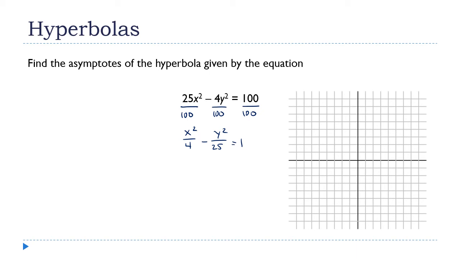Well, this is a right-left hyperbola, and A squared is 4, which means A is 2. So to find my box, right, I'm going to go over 2 and over negative 2, and then B squared is 25, which means B is 5. So it'll be up 1, 2, 3, 4, 5, right? That's 5, 0, and I'll go down 5. 1, 2, 3, 4, 5. There you go, negative 5, 0.